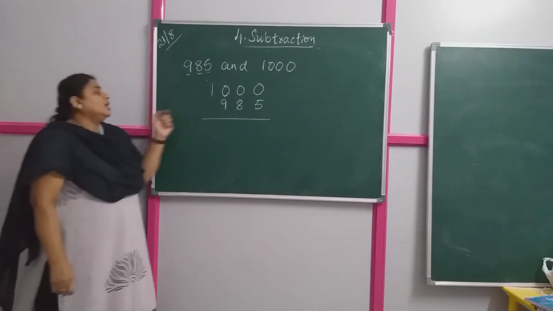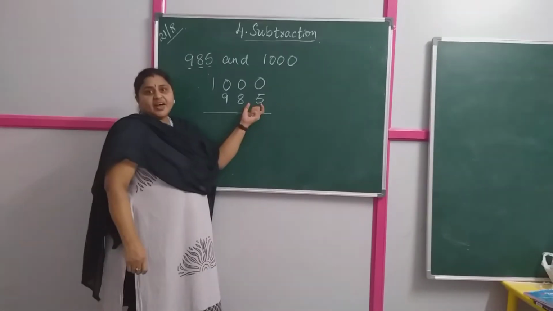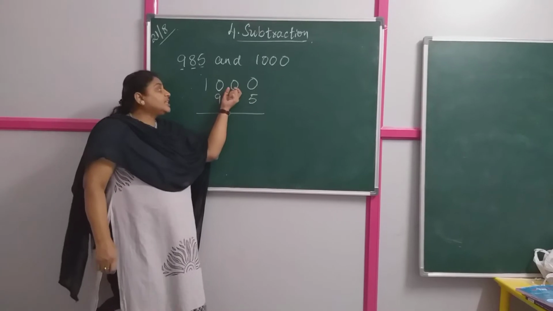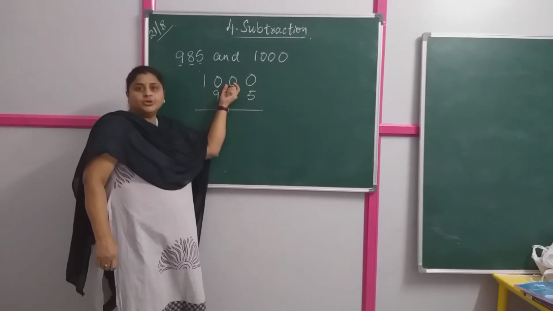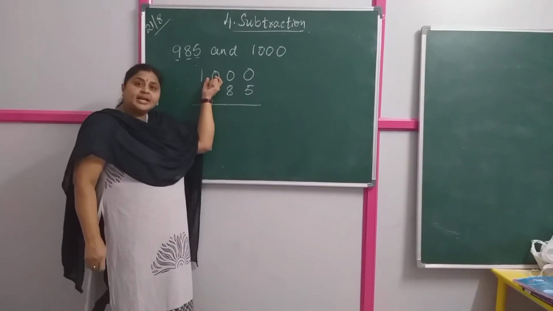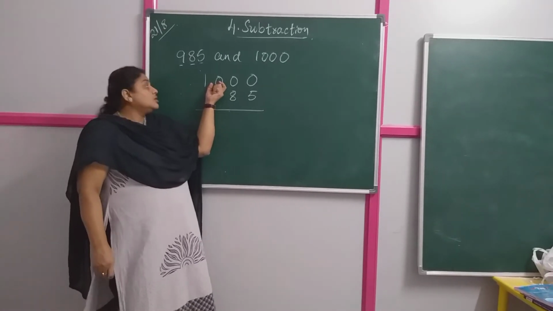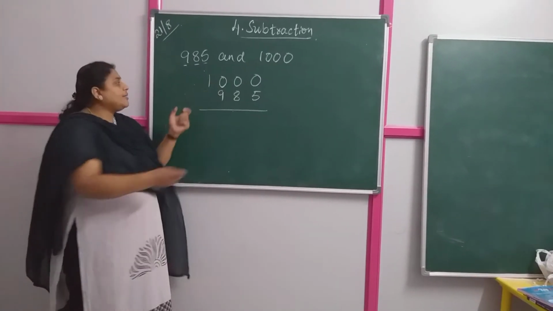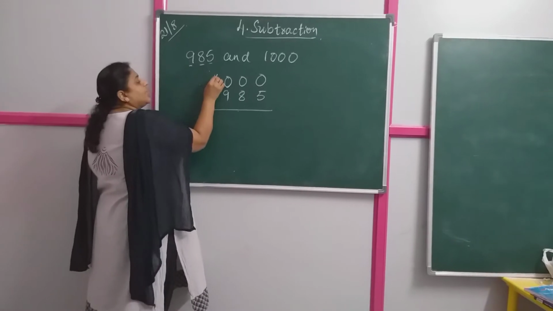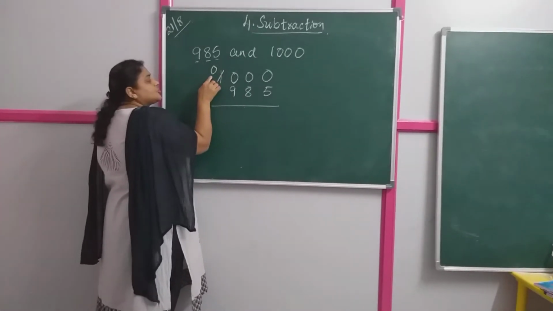Now see, from 0 can I take away 5? No. From 0 can I borrow? No. Again from this 0 can I borrow? No. I have here 1. So what am I doing? I am taking a borrow from 1, and this 1 changes to 0.